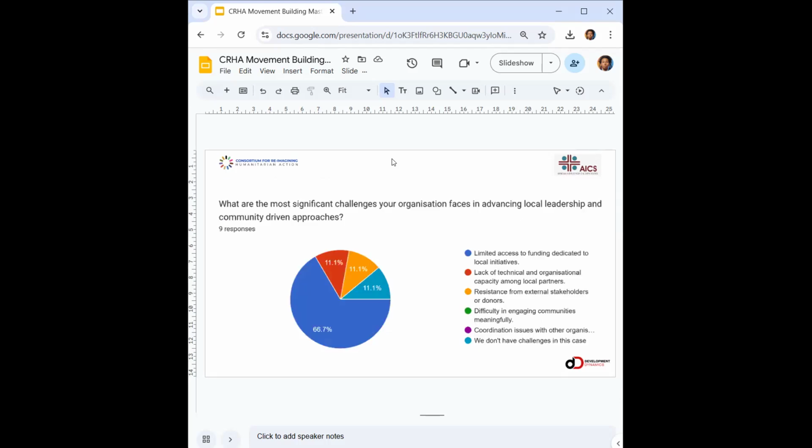But as we continue, the question was, what are those significant challenges that we are facing, especially with regards to how we advance local leadership and community-driven approaches? A majority of us said that we don't have challenges. And what we were deriving from this is that it's not that the challenges are non-existent. It's the strategies for advancing this that are lacking.